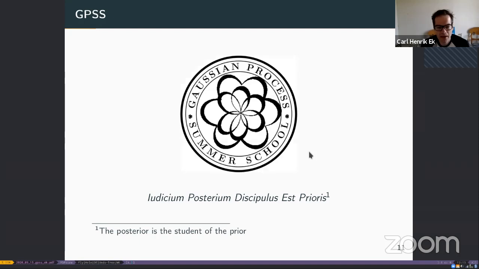If you would have been in Sheffield, you would have gotten notebooks, and on these notebooks there's something Latin written, and what it basically says is that the posterior is the student of the prior, which effectively means that you can only ever interpret your solution in light of the assumptions that you made.